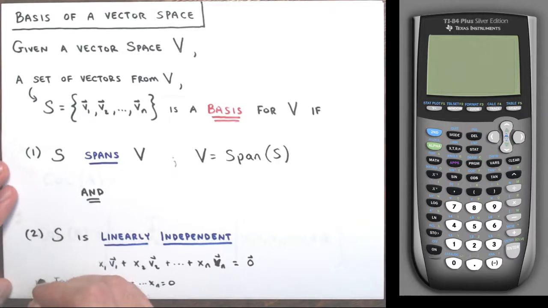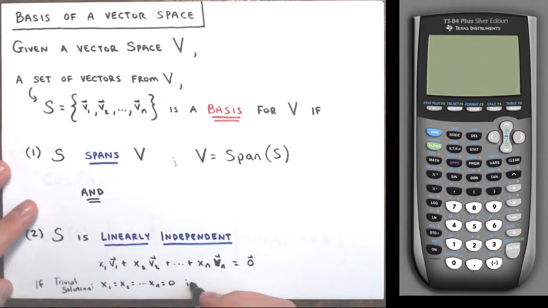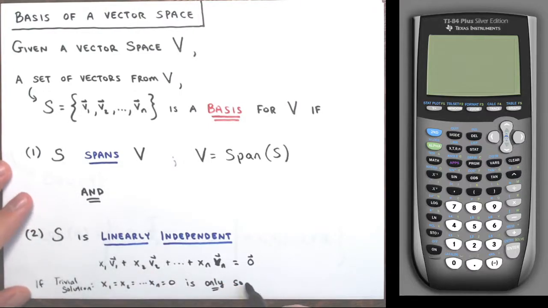If the trivial solution is the only solution, then you have a set of linearly independent vectors. And again, hopefully this is all familiar to you at this point. Alright, so for the rest of the video, I just have some examples of matrices of different sizes.